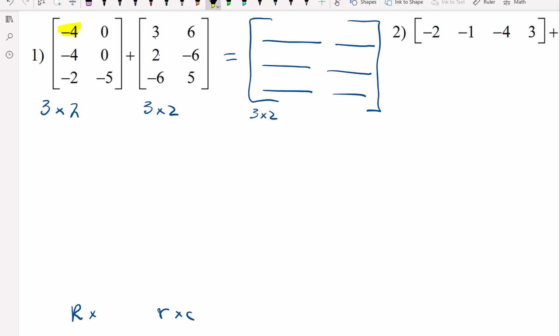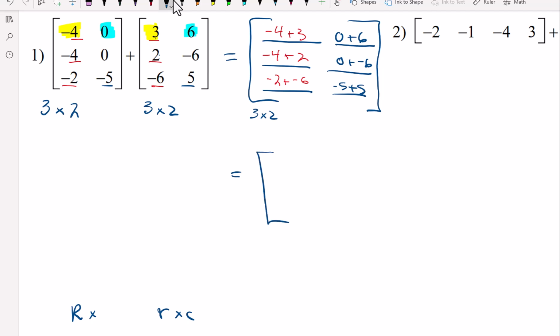But so the exact same location in the matrix, each matrix. So for this one, we're going to add -4 plus 3. And for the right column, this would be 0 plus 6. So I'm going to just keep doing that all the way down. We have -4 plus 2, 0 plus -6. Then we have -2 plus -6. I'm going to go ahead and underline those. Then we have -5 plus 5.